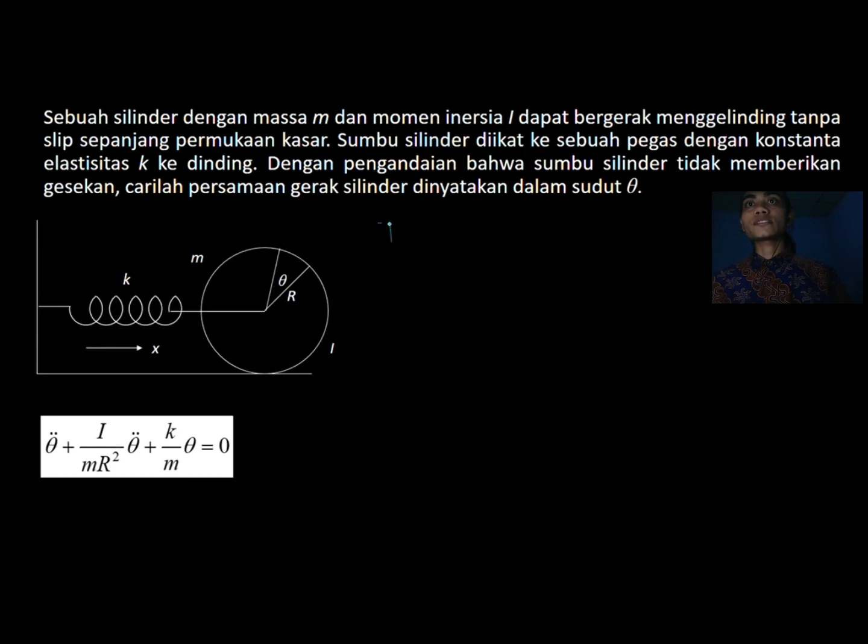the kinetic energy of translation, which is half m v squared, and then we have the rotation. The rotational kinetic energy is half the moment of inertia I times omega, or the angular velocity, squared.